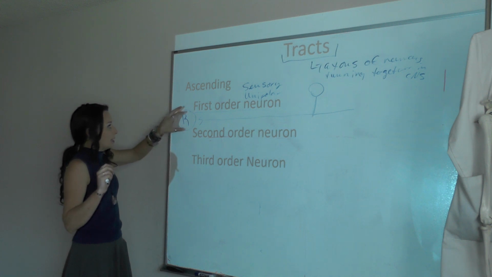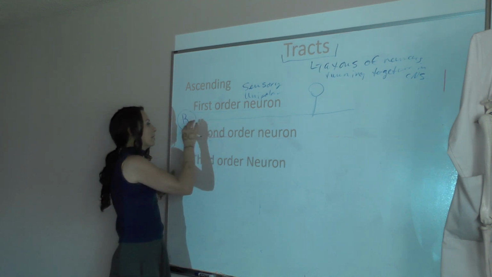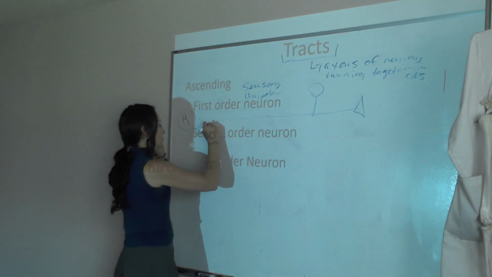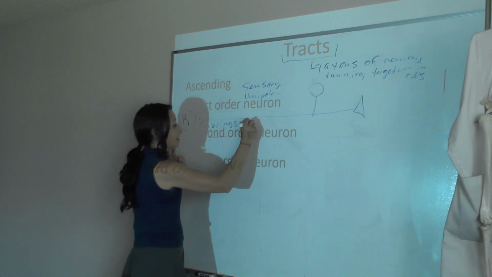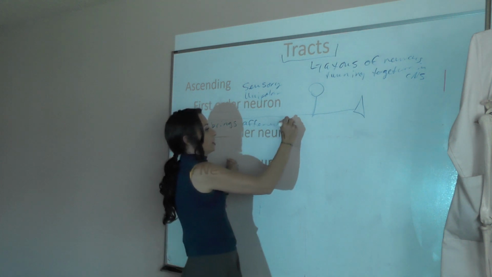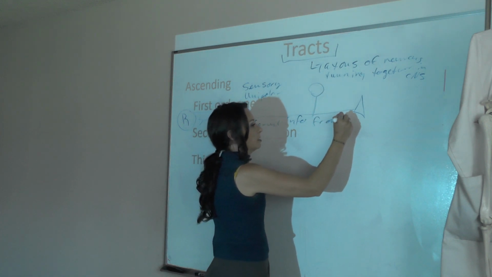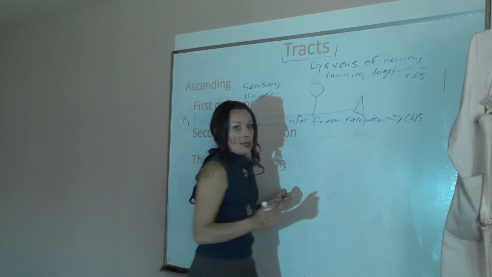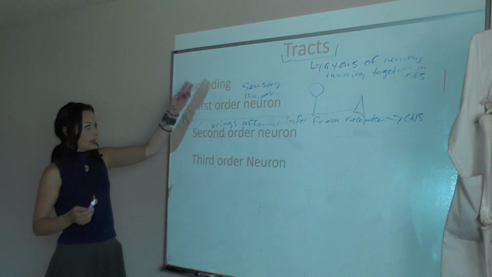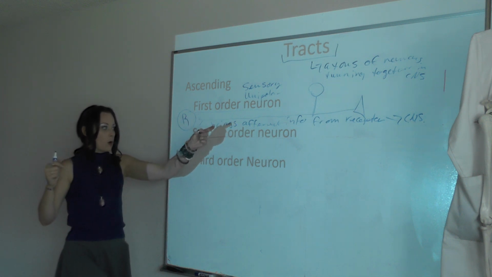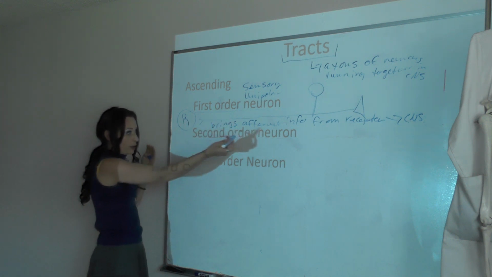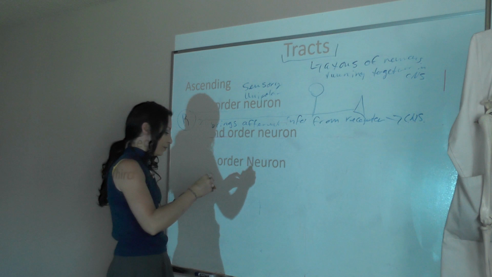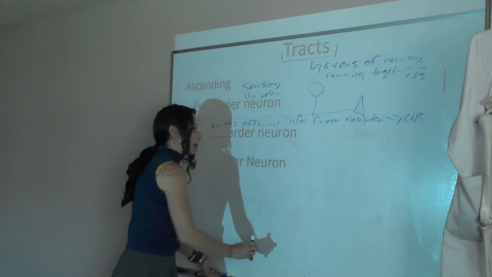So this is going to be the one. Its job is to bring information from the sensory receptor to the central nervous system. So it brings afferent information from the receptor to the central nervous system. And in this case, we're talking about the spinal cord. So the central nervous system that we're coming to is the spinal cord. And the second order neuron that we're synapsing onto is an interneuron in the spinal cord.